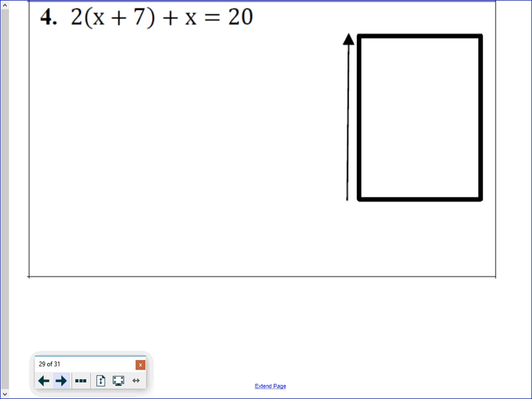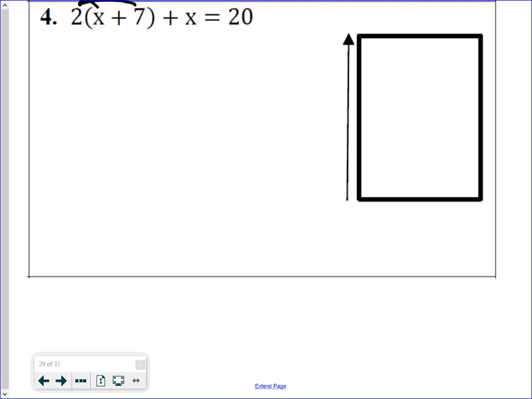I have 2 times the quantity x plus 7, and then we add x to that, and that's equal to 20. So our first step is to distribute that 2 through the parentheses. Our real goal here is to do this as straightforward as we can. A lot of my students like to call this doing the rainbow. It kind of looks like a rainbow when you say 2 times the x and 2 times the 7. So let's do that.